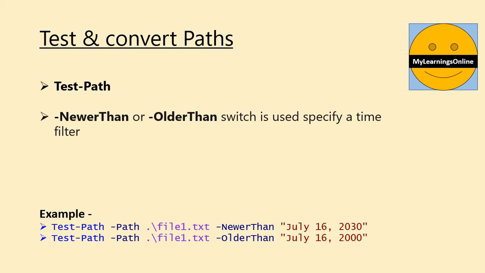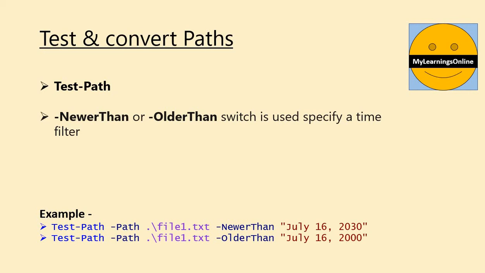In this case, you can put a check to know about the file age. Like if the file is older than today, then don't run the command or script. And if the file is not older than today, run the script. The NewerThan and OlderThan parameters are used to specify a time filter.